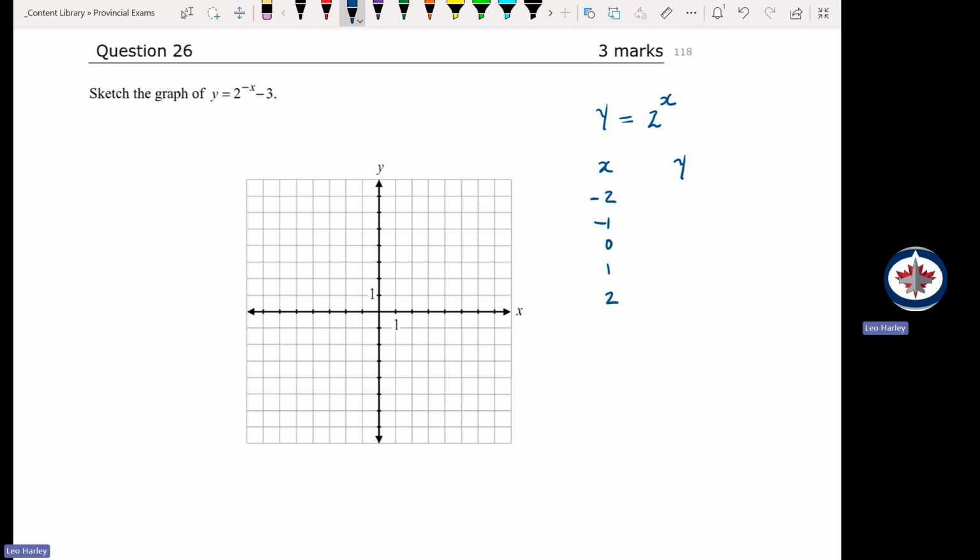I know there's a way you could do this a lot faster, but we'll just move forward. Okay, do we understand that if you do 2 to the -2, is that not 1/4? Are we okay with that? 2 to the -1 is 1/2. 2 to the power of 0 is 1. 2 to the power of 1 is 2. And 2 to the power of 2 is 4. Okay, that's the parent function.